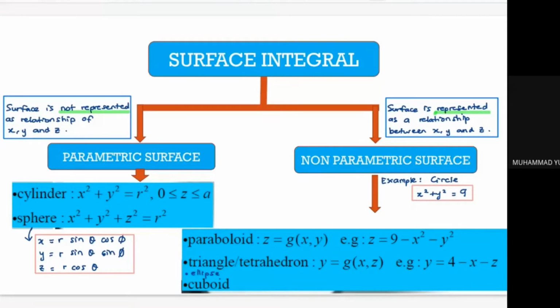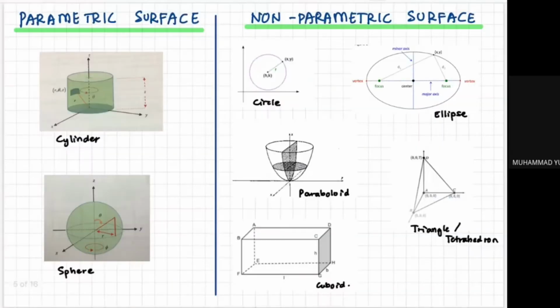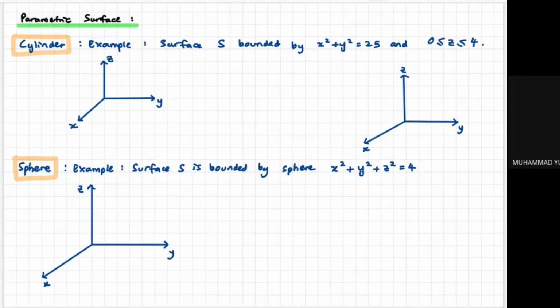The other examples for the non-parametric surface are the paraboloid, triangle, or the tetrahedron, ellipse, and cuboid. So these are some of the types of parametric surface, cylinder and sphere. And for the non-parametric surface, we have a circle, ellipse, paraboloid, cuboid, and tetrahedron. For a parametric surface, how do we understand the question?